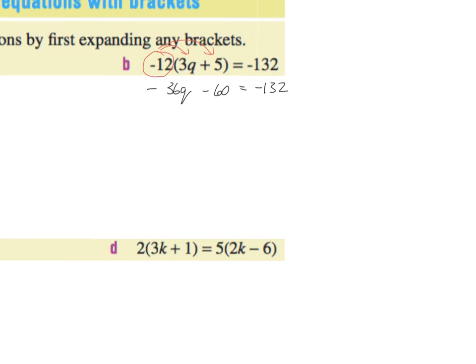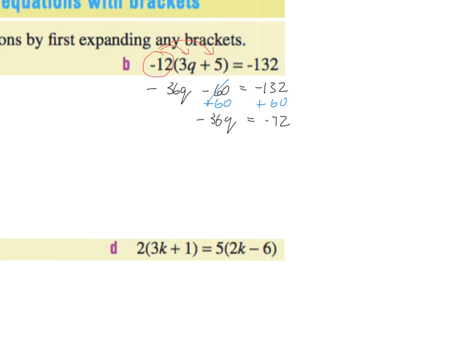I now want to get rid of everything except q on the left hand side. So I'm going to add 60 to get rid of that. And I'm going to add 60 to the one side, I do also on the other side. Negative 60 plus 60 all cancels out. I'm left with negative 36q which equals 72. Then I would like to get rid of the negative 36.